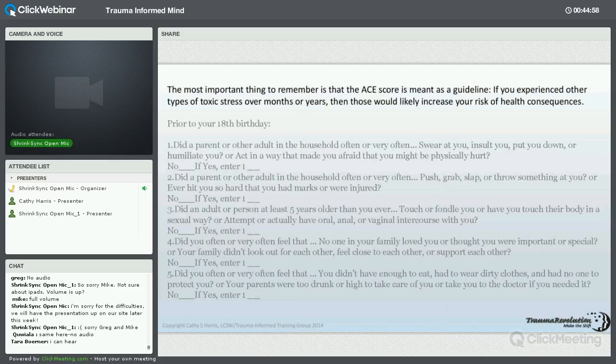We're going to look for just a moment at some of the specific questions that were asked in the ACE study. And again, this is something that you can go and download for yourself and have a copy. We're going to look at these specifically. I'm going to tell you why I feel this is so very important.